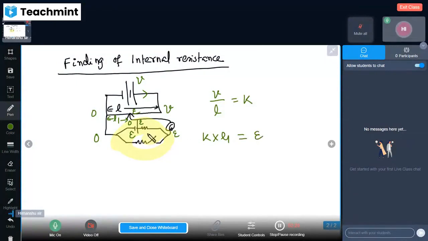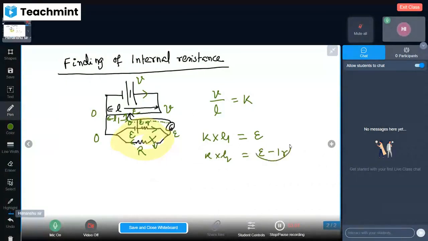But when the circuit is closed, that means current will flow across the circuit through the external resistance. In this case, a certain drop of the EMF will be observed. That means E minus Ir, where r is the internal resistance. So the reading has to be reduced. Why? Because it is a drop in potential. So it is K into L2, which is less than L1, and equals epsilon minus Ir.